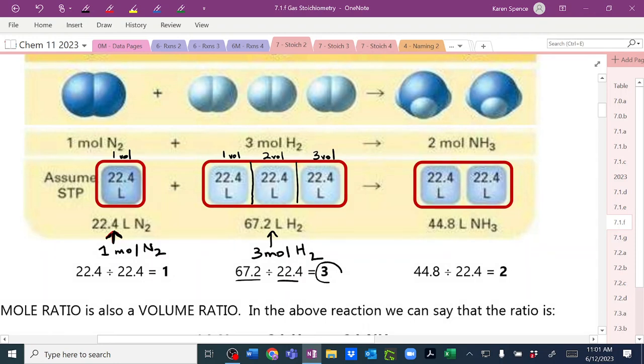All right, and then finally we get, if we react 1 volume of N2 with 3 volumes of H2, we will get 2 volumes, 1 volume, 2 volumes, and that is 44.8 liters of NH3. How many moles is that? 2 moles of NH3.